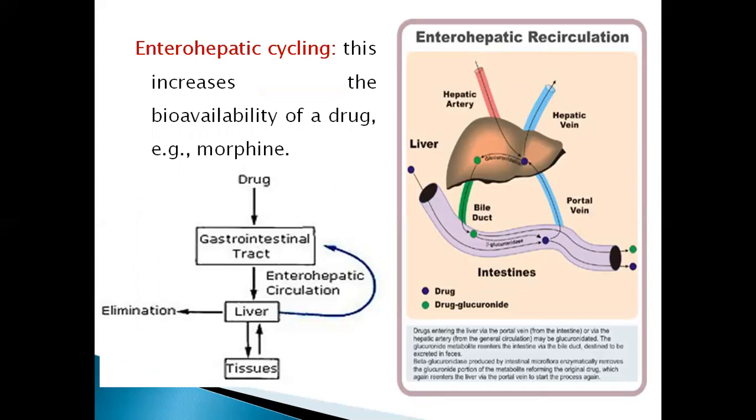Enterohepatic circulation or cycling. A number of drugs form conjugates with glucuronic acid in the liver and are excreted in the bile. These glucuronide conjugates are highly ionized and hence they are not reabsorbed and remain in the gut.